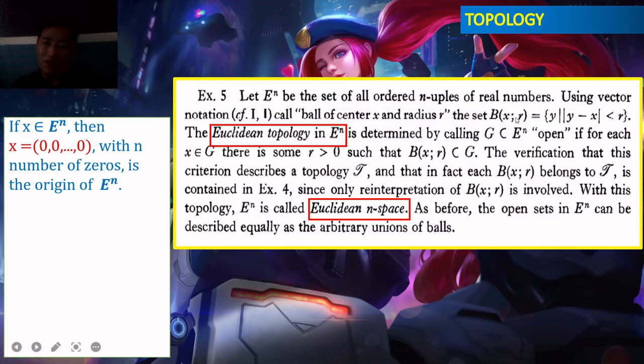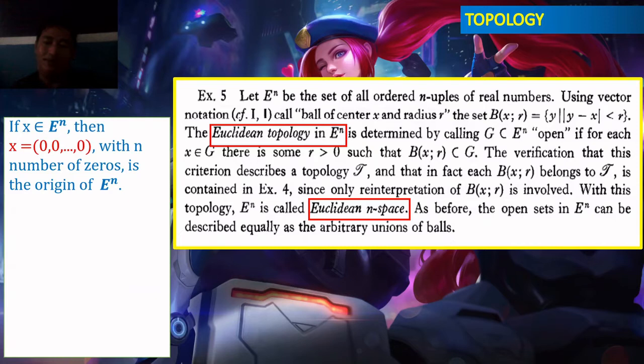So now, this x is no longer an ordinary x. In E1 it is equivalent to just a number, but here it is an n-tuple. So if we are in E squared, this x is an element of E squared, which is an ordered pair. So with this topology, EN is called the Euclidean n-space, and as before, the open sets in EN can be described equally as the arbitrary unions of balls.